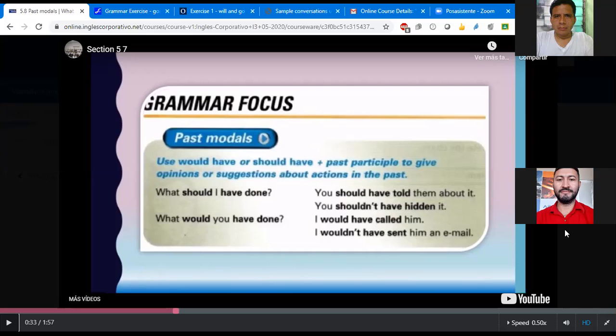Or for example, you can say, you know what? You should have called an ambulance, at least. It's more of a suggestion. It's a suggestion for something that you should have done and you didn't do, right? So this is when you're talking about an opinion, a suggestion.